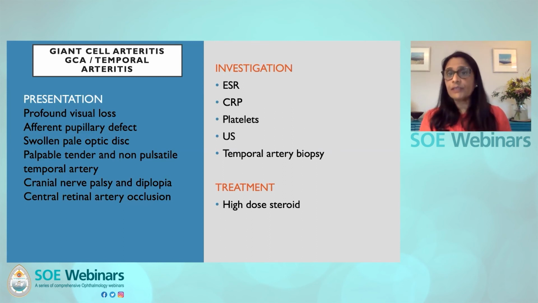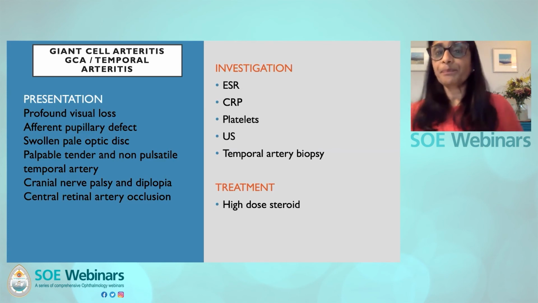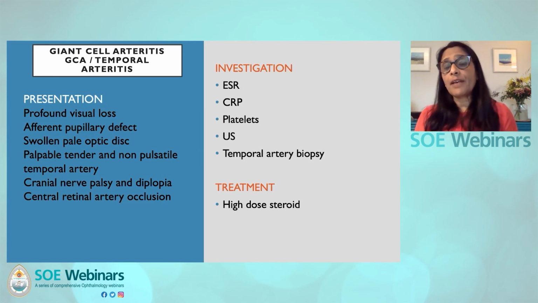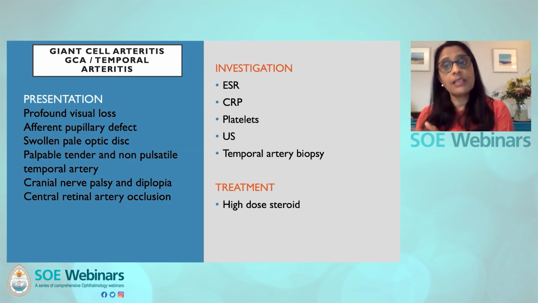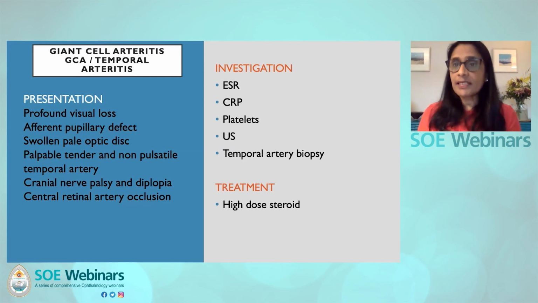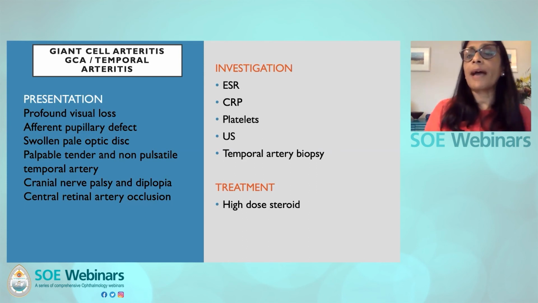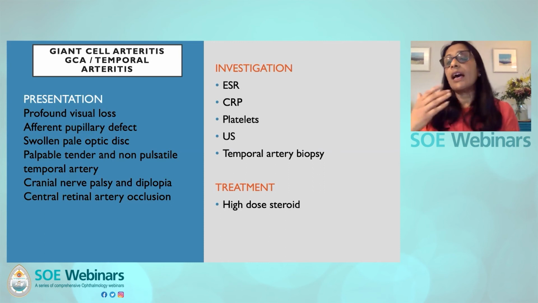And the investigation is urgent ESR, and the treatment is high dose steroid. And this can be oral, it doesn't have to be IV, but it needs to be given promptly, because if you don't, these patients are at risk of losing not only the vision in the affected eye, but soon the vision in the unaffected eye. Once that has been given, then you can think about temporal artery biopsy, and if you have access later on to an ultrasound, you can ultrasound the artery.